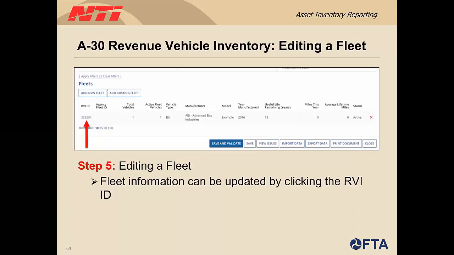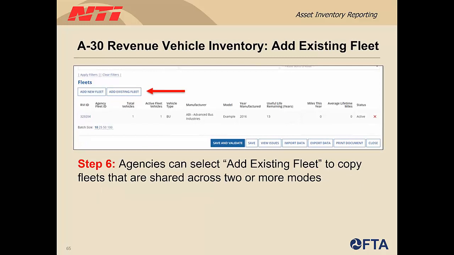If you need to edit a fleet, you can click directly on the Revenue Vehicle Inventory ID or RVI ID number, and the information will populate below, and you can edit fields as needed. If your agency shares any fleets between your modes, you can add existing fleets from one A30 form to another A30 form. To do this, you can click on this Add Existing Fleet button and then select the shared fleets that you would like to report. The system will populate a list of the other fleets from the other A30 forms, and you can select which ones you need to add to this current A30 form.